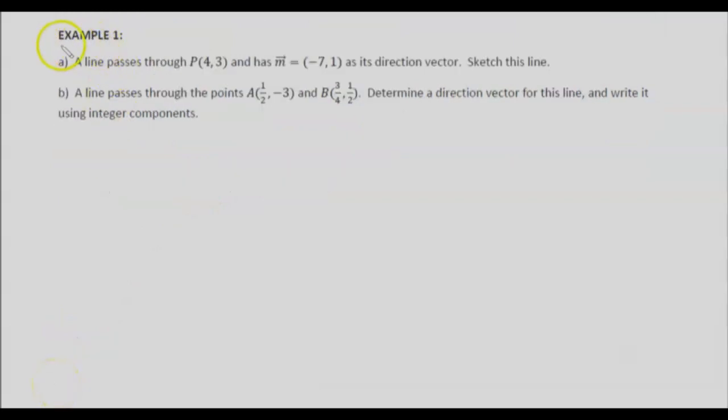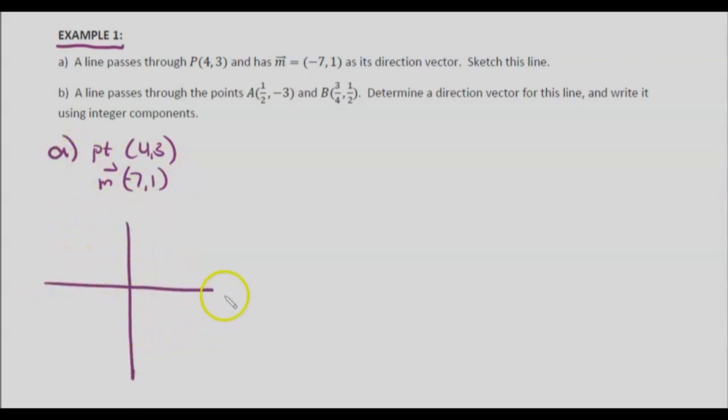So example 1, okay, a line passes through point P (4, 3) and has the direction vector M equals (-7, 1). Sketch this line. So for A, we have a point (4, 3) and a direction vector (-7, 1). Okay, so I'm going to draw my X and Y axis. And I want to point this out.